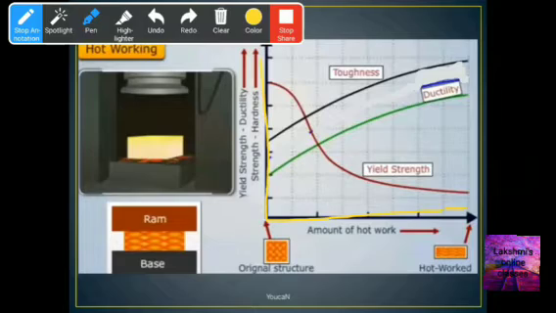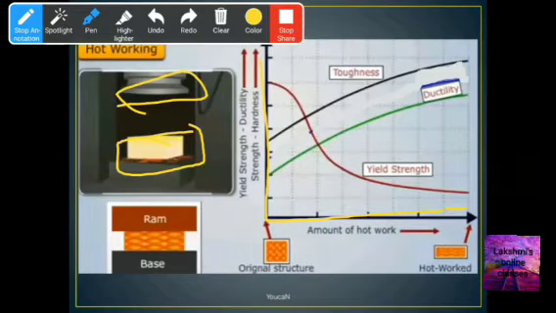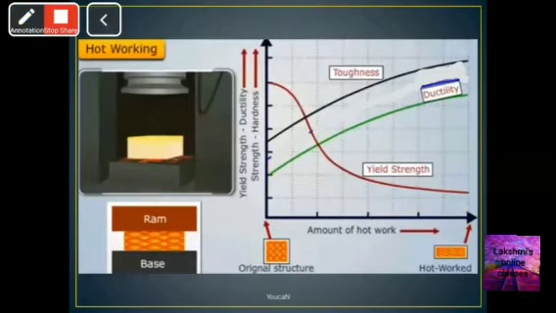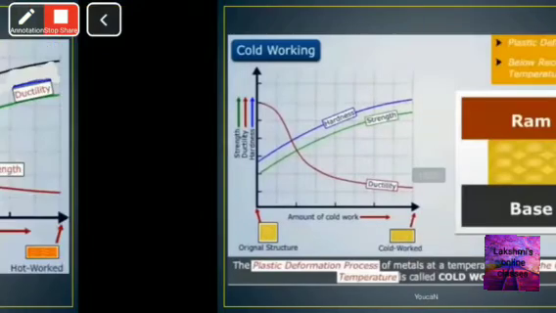This is the specimen which is heated up to the recrystallization temperature, and this is the load, that is the ram. This is the base. This is the clear diagram. The base supports the workpiece, which is at the recrystallization temperature, and the ram is forced towards the workpiece. Therefore, the workpiece will attain the required shape. Right, so this is the hot working diagram.